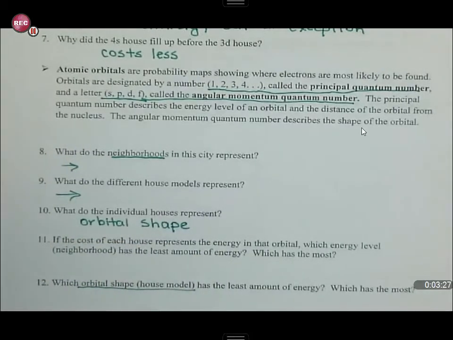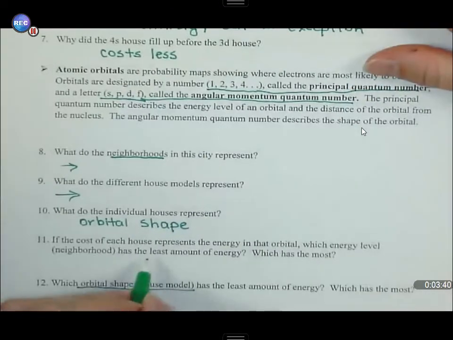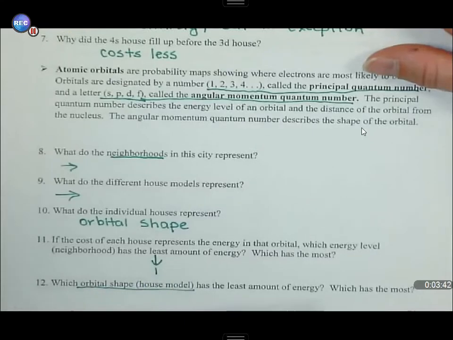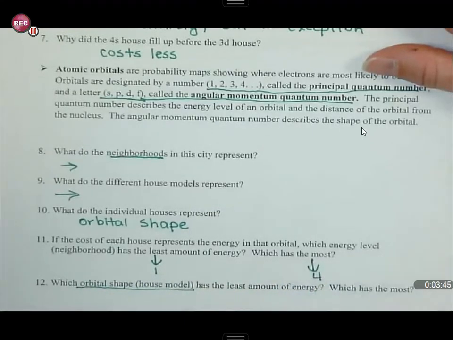If the cost of each house represents the energy in that orbital, which energy level or neighborhood has the least amount of energy? Well, of course, it's going to be the first level, and it's going to work its way up. So the least would be level 1. The most would be level 4.